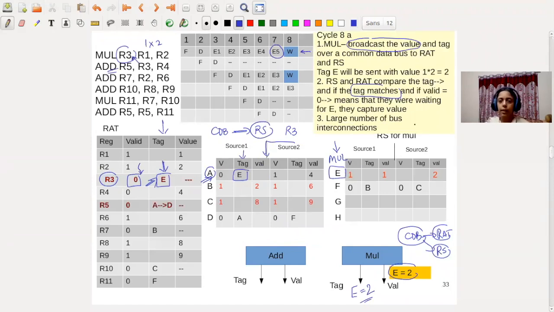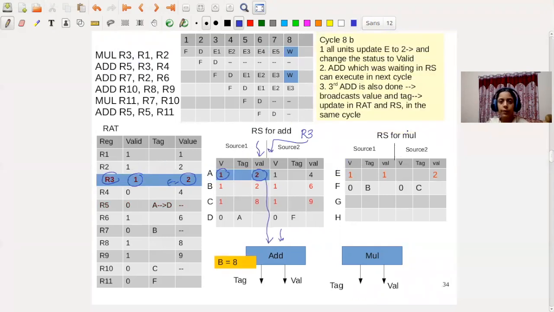Of course, it means that there are a large number of bus interconnections. Now I'll move to the next slide, wherein we have updated the value of E to 2 in all the units, that is in the RAT as well as in the RS. So the add, which was waiting in the RS, can now start its execution in the next cycle. Now the third add in the meantime has also completed its execution and is now issuing the result onto the CDB. I'm again describing the same cycle. I've just split it up into 8A and 8B so that we can describe this easily.